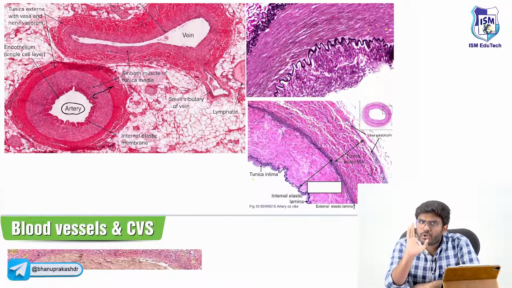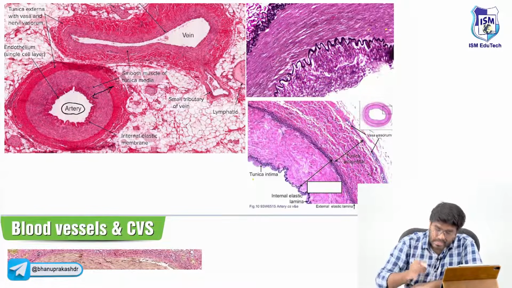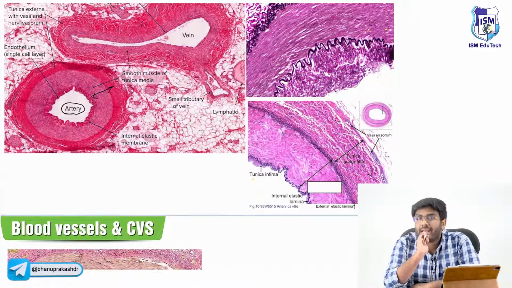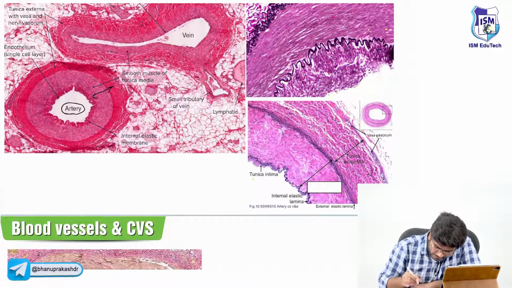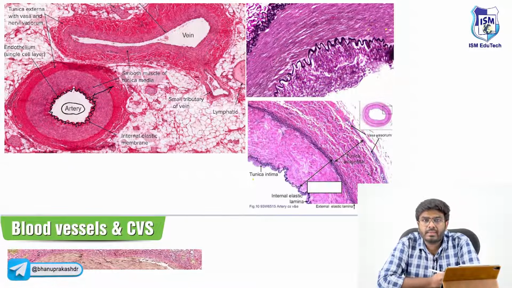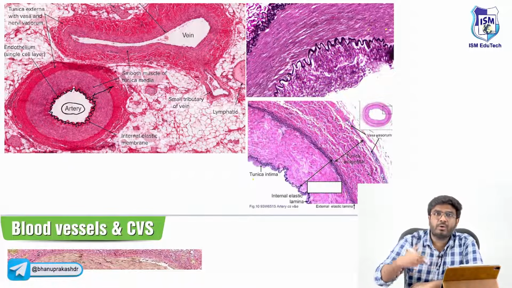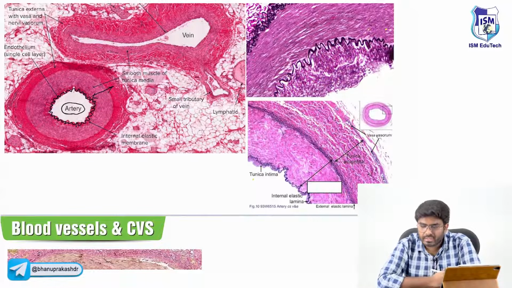But the point which I want you to know is, how many layers do your blood vessels have? Your blood vessels are made up of 3 layers. What are they? The innermost layer is called the tunica intima, the intimal layer, which is lined by the endothelial cells, the endothelial layer.